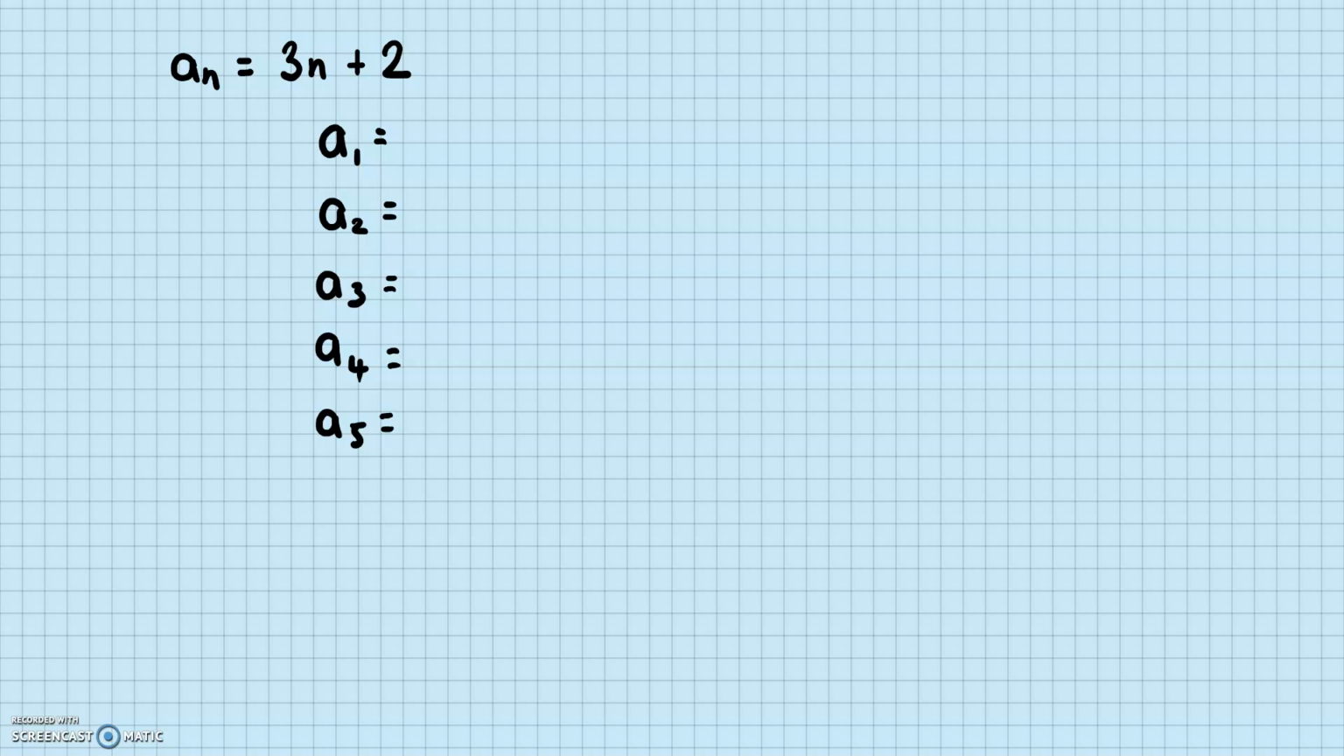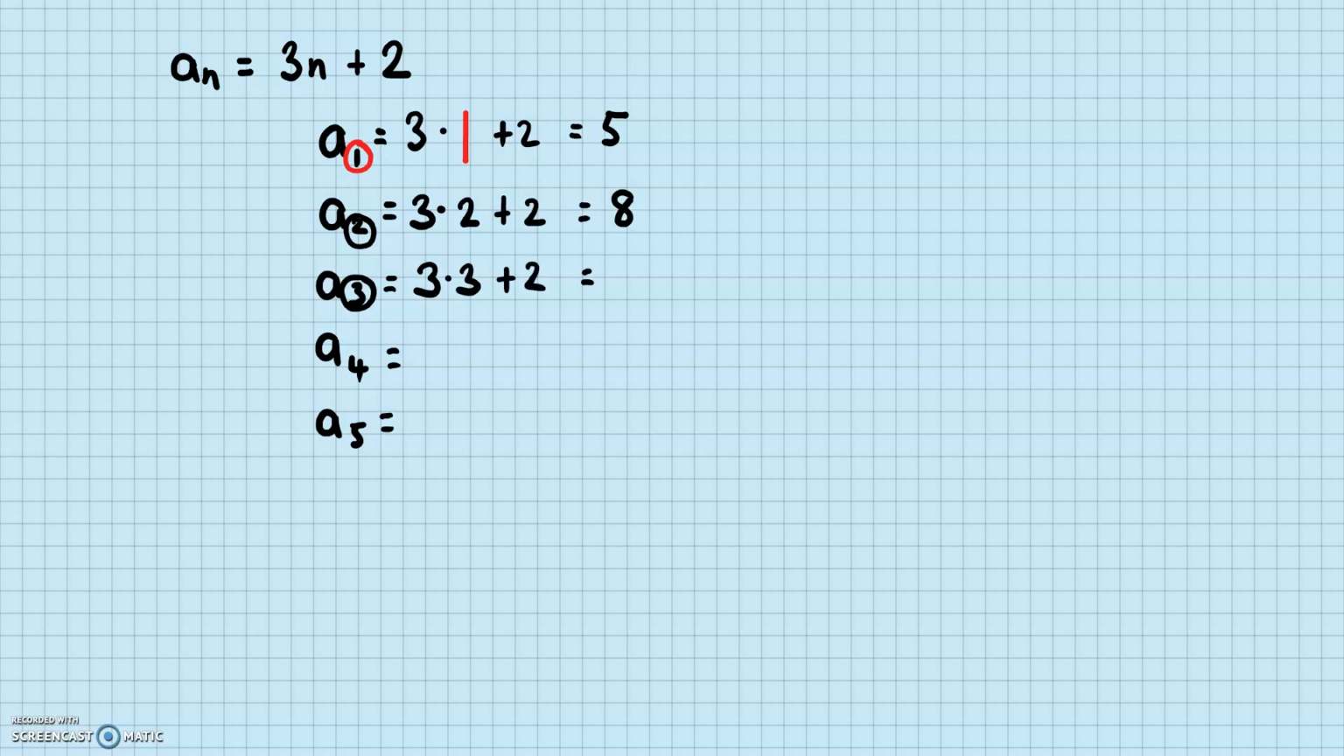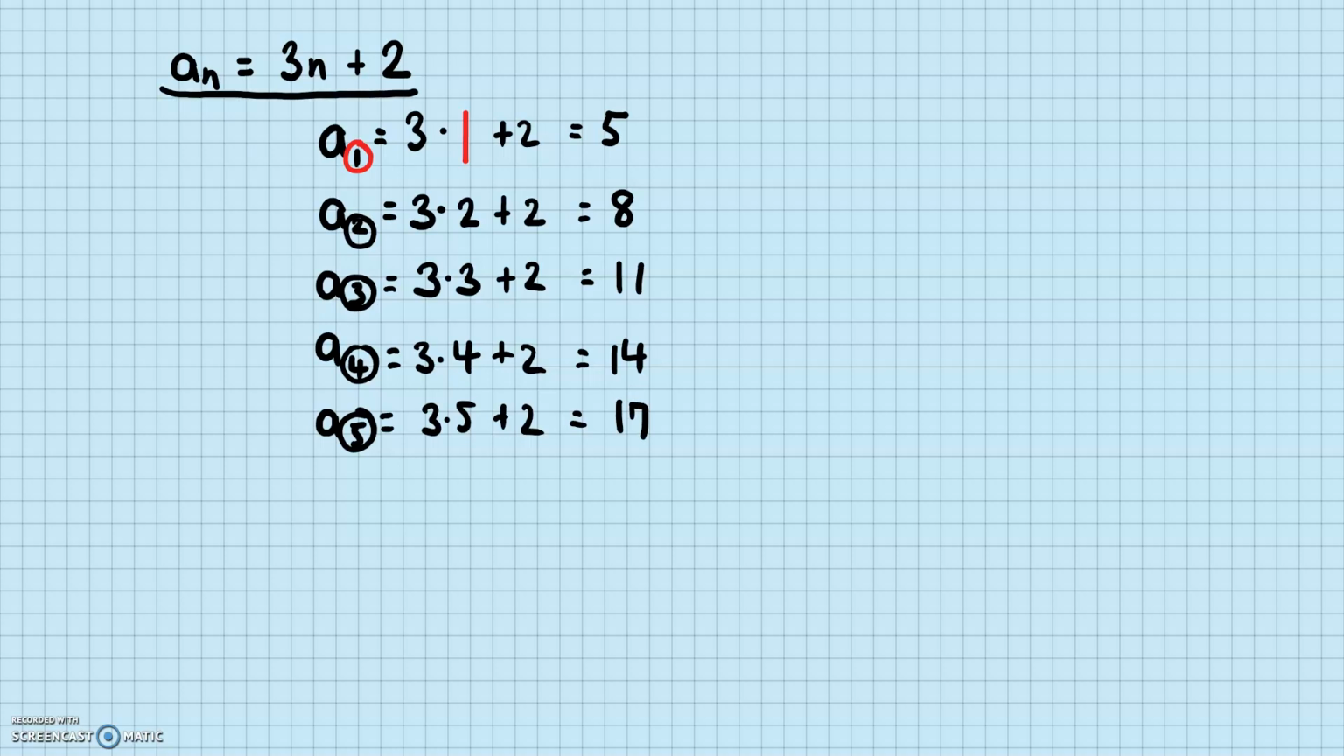The first term, our n is 1. So we do 3 times 1 plus 2, which is 3 plus 2, which equals 5. Similarly, we can do the same thing for a sub 2. This time n is 2, so we're doing times 2 instead of times 1, plus 2. 3 times 2 is 6, plus 2 is 8. N is 3, we do 3 times 3 plus 2, which is 11. N is 4, we do 3 times 4 plus 2, which is 14. N is 5, we do 3 times 5 plus 2, which is 17. So if we have the algorithm, we can find the first n terms of the sequence by just plugging in numbers 1 through n into the algorithm.